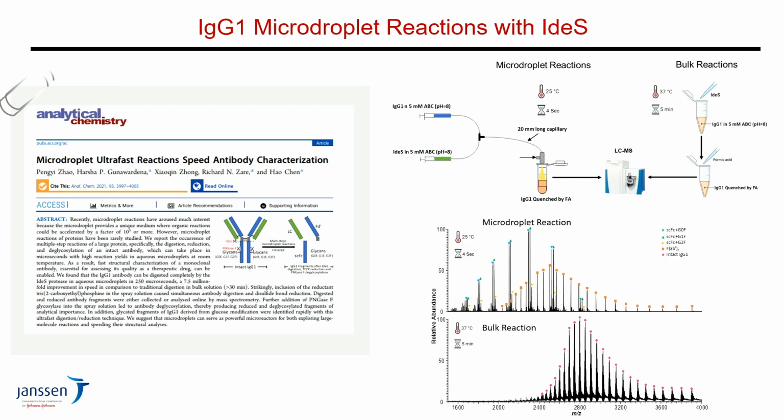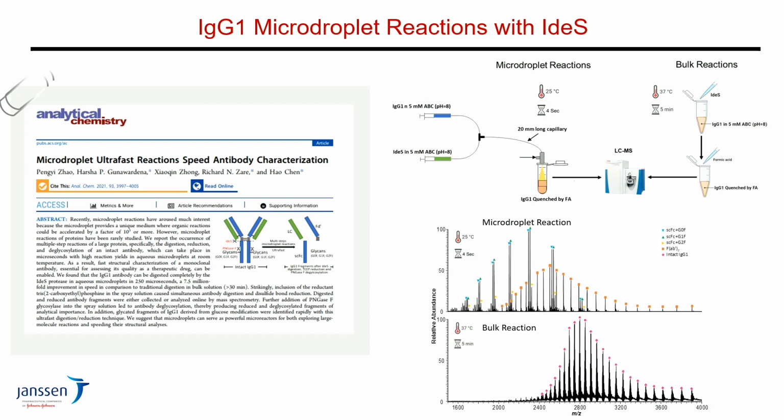We can mix them in a micro T, collect the droplets, reconstitute them in acidic solution, and introduce into the mass spectrometer. This takes 4 seconds at ambient temperatures. The same reaction when performed in bulk for 5 minutes is shown on the right-hand side of this scheme, and the spectra corresponding to each of these reactions is shown at the bottom.